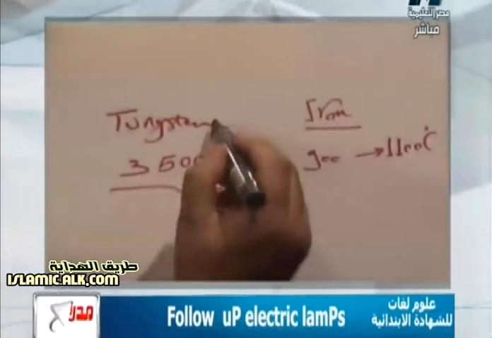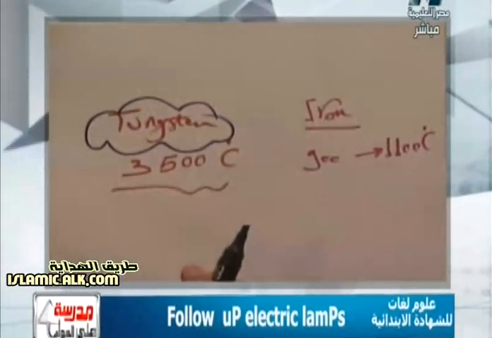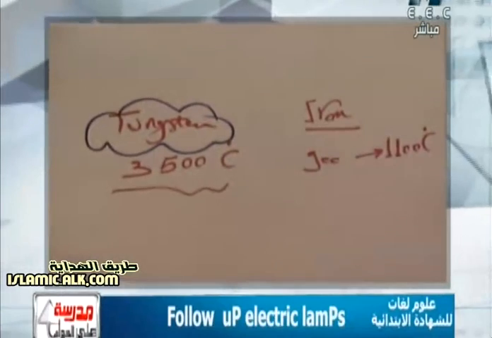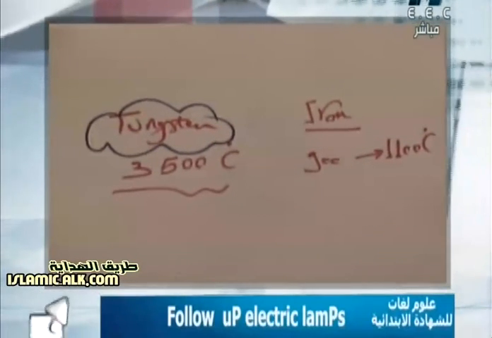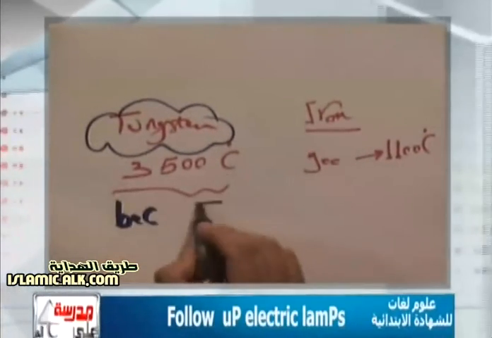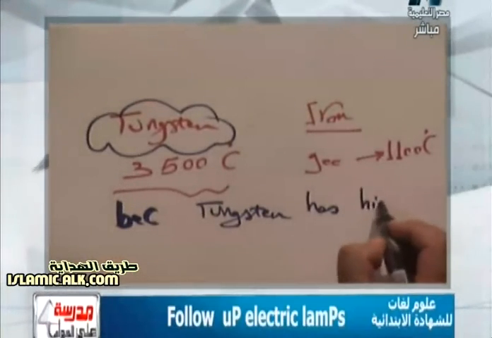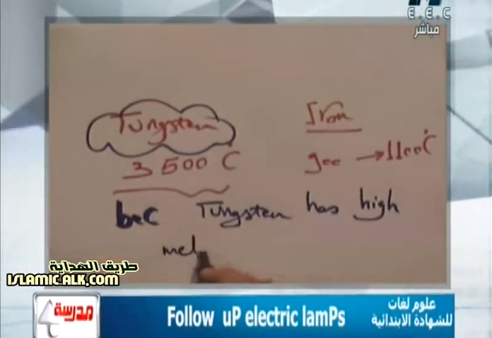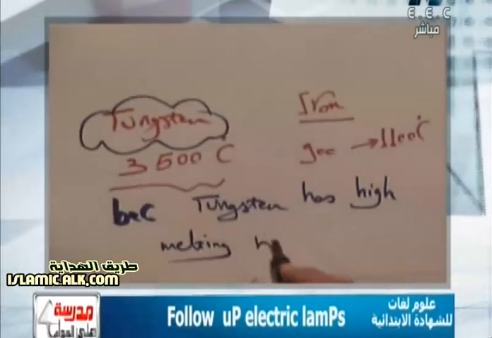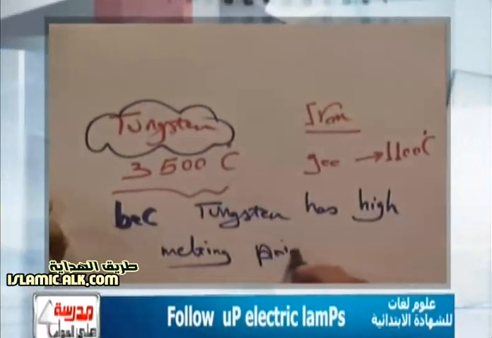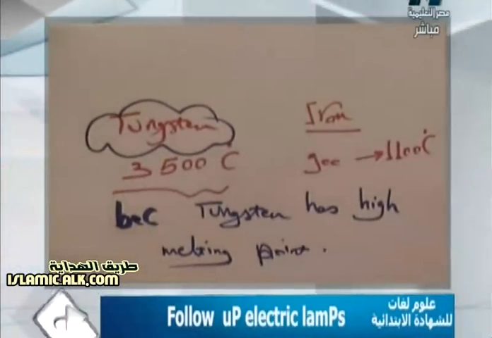ليه بستخدم tungsten تحديدا في الفيلامنت? Because it has a high melting point. Again, because tungsten has a high melting point, okay? So it's a very important give-reason question about why we use tungsten in manufacturing of the filament, whether in the light bulb or in the fluorescent lamp.